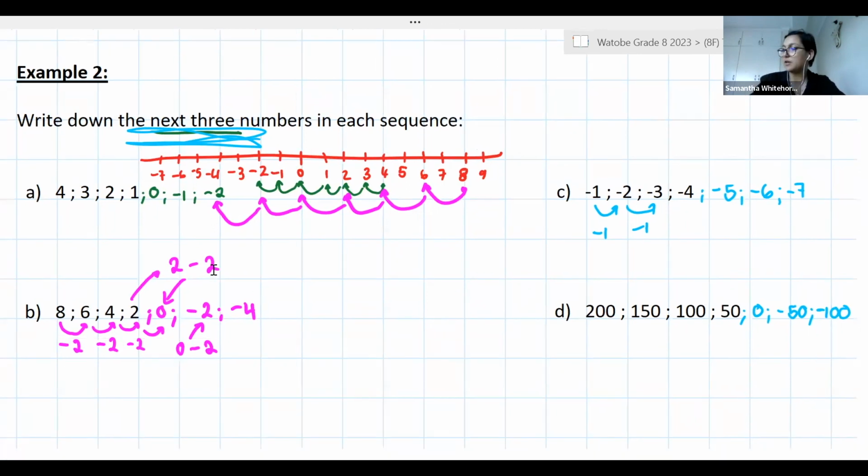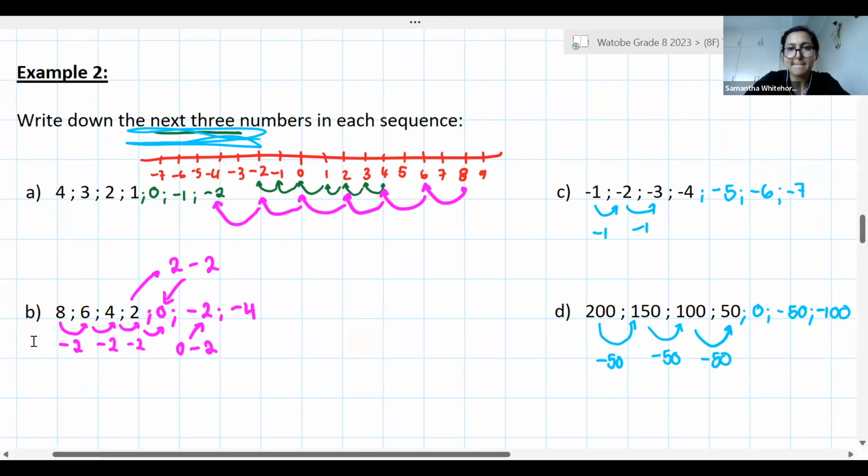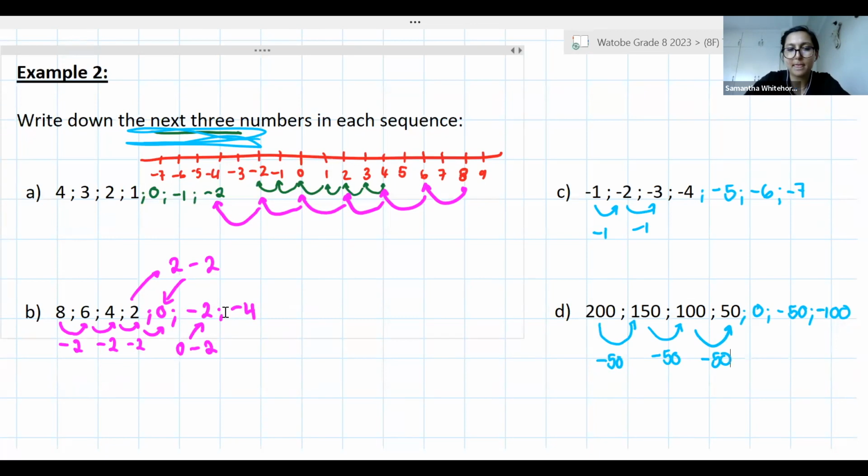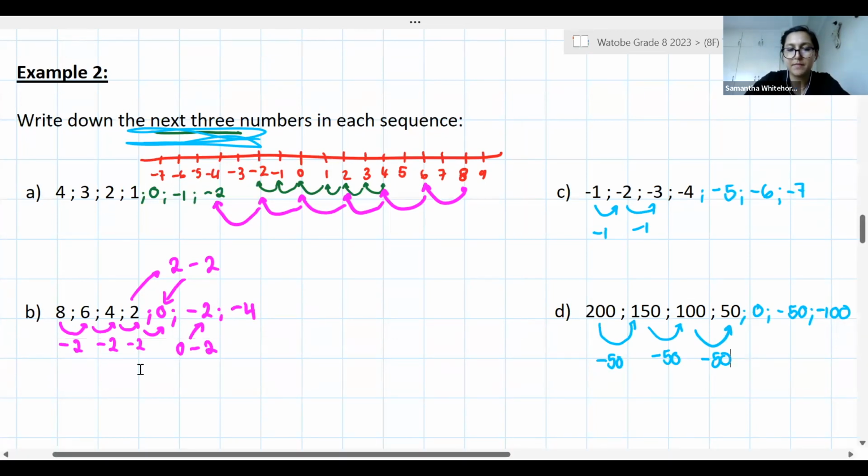Do you have a question for us? Yes, miss. How do you do D, that 250 minus the number there? Which 250? There's a 200. So what we're saying is 200 minus 50 gives us 150. And then 150 minus 50 gives us 100. So each time we're subtracting 50 to get the next one. Does that make sense? Yes, miss. Okay, good.